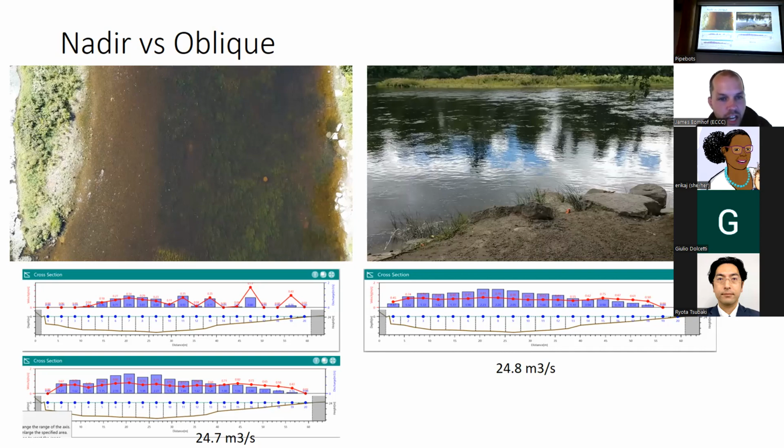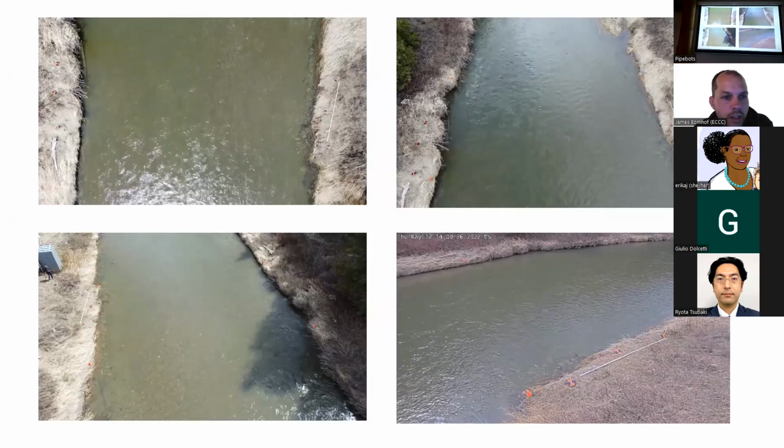And so the question I have is, how can we develop guidelines as to when it's worth taking a nadir video versus an oblique video? Because obviously the ground control points are much easier to set up for a nadir video. So we went and did some tests.